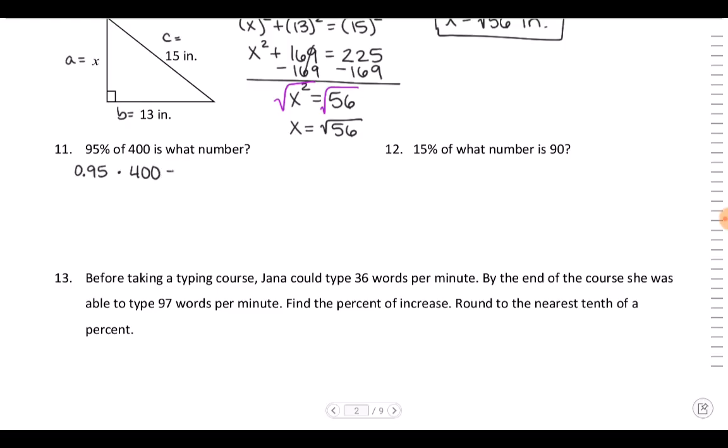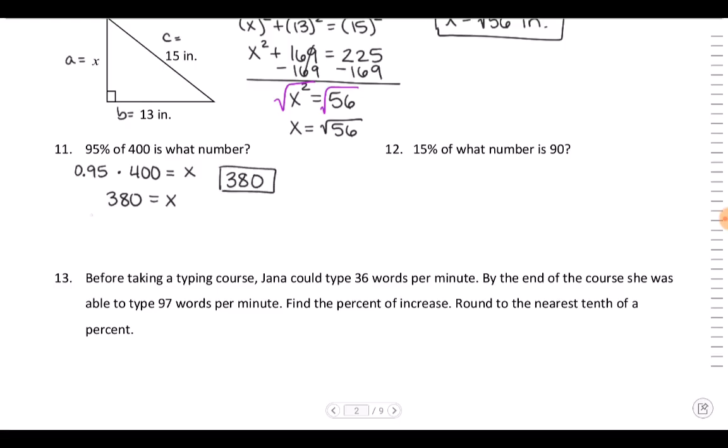And then is means equals. And then pick a letter to represent your number. How about x? What number? So you just have to take 0.95, multiply it by 400, and you get 380. So that number would be 380. So what number? The number is 380.